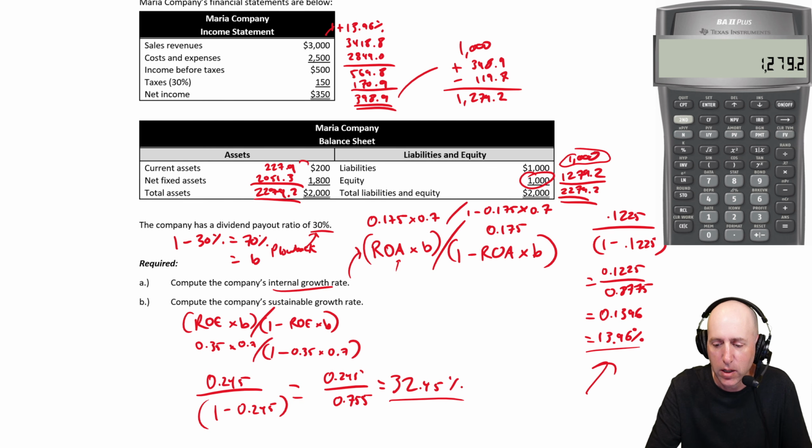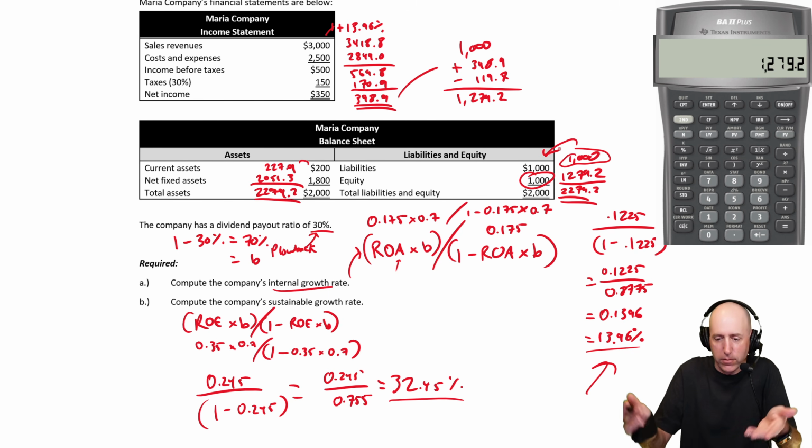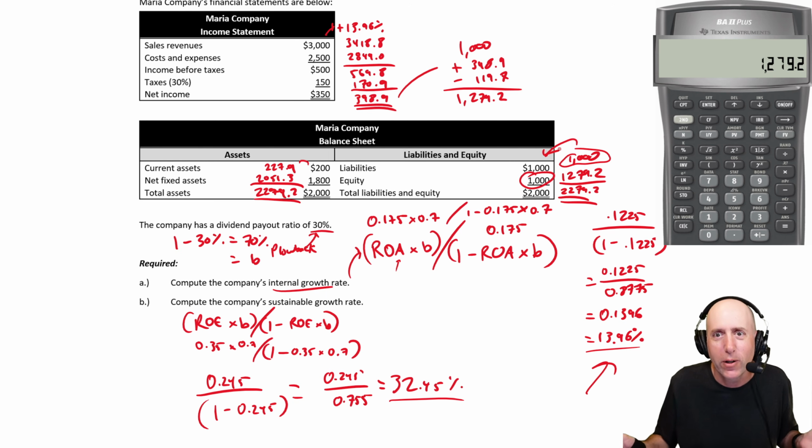It's 1,000. The whole point of this exercise was to say, if we grew by 14%, we're not going to need to take on any new debt. And guess what? I crunched the numbers. It's true. If we grow by 14% exactly, well, 13.96%, we don't need to take on any new debt.